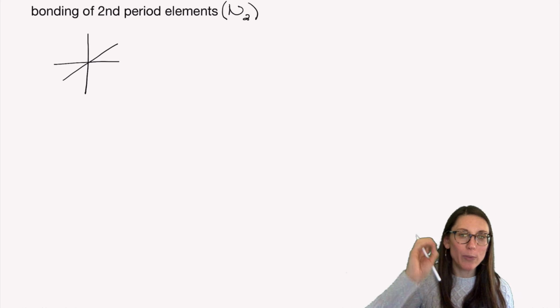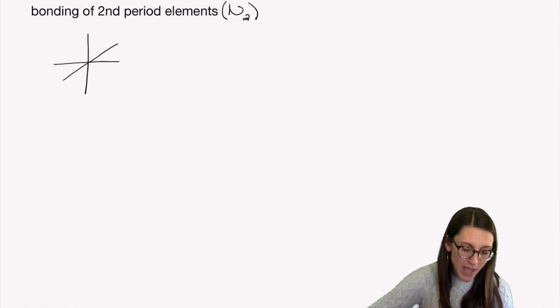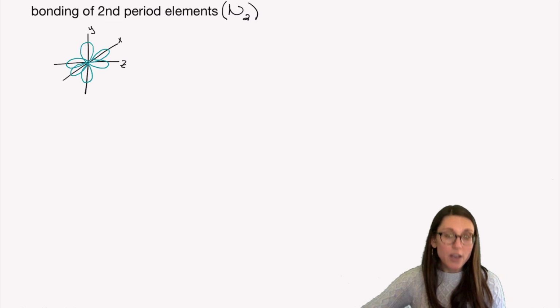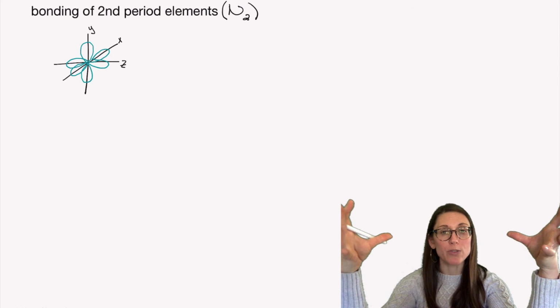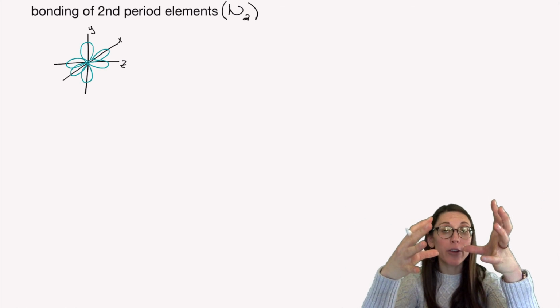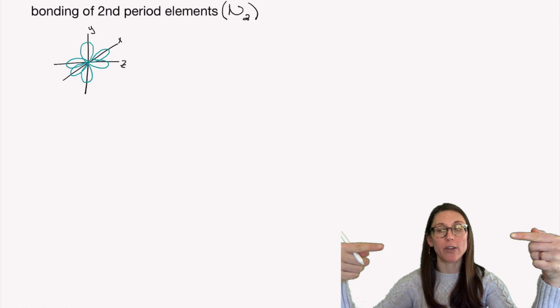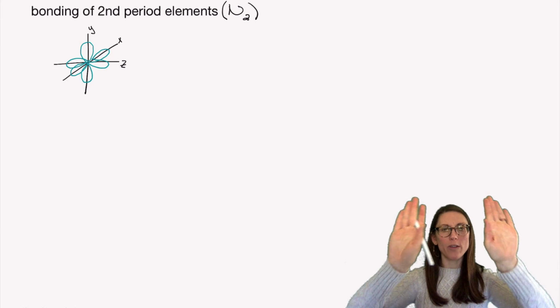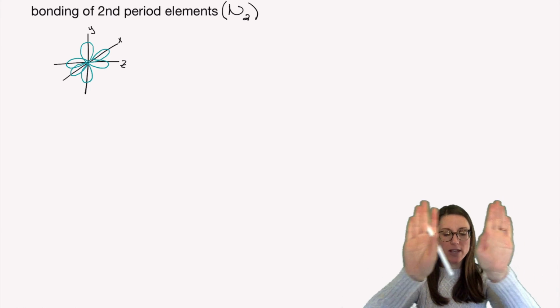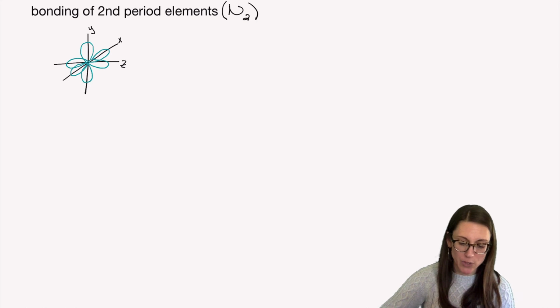Remember what your p orbitals look like. They look like those little dumbbells, and there are 3 of them, and they are oriented along the x, y, and z axes. So if you imagine 2 nitrogen atoms with these p orbitals coming close to one another, they're going to overlap differently depending on whether those p orbitals are facing towards one another or whether the ones that go up and down are kind of coming in side to side. Let's take a look at each of those possibilities.